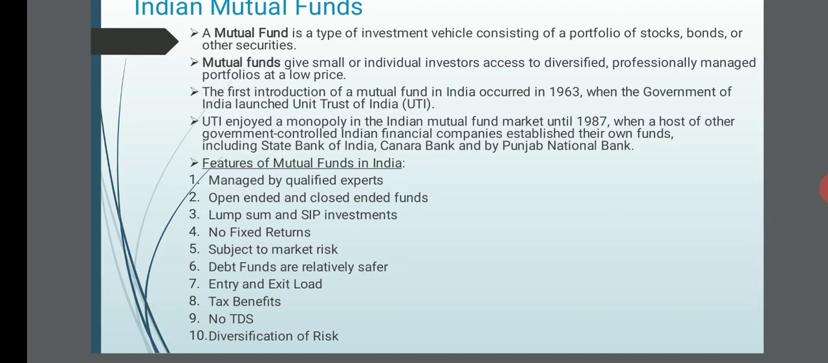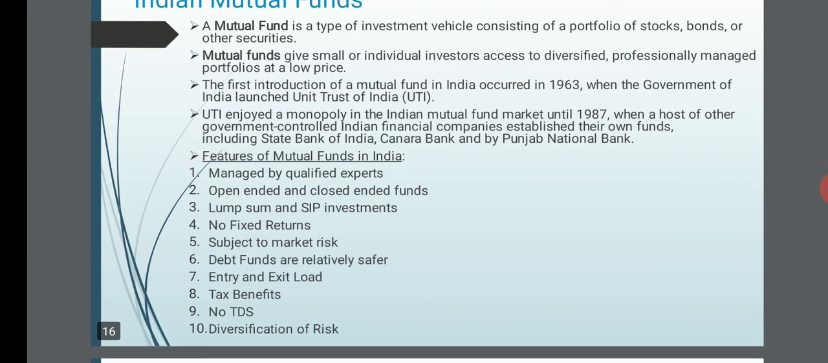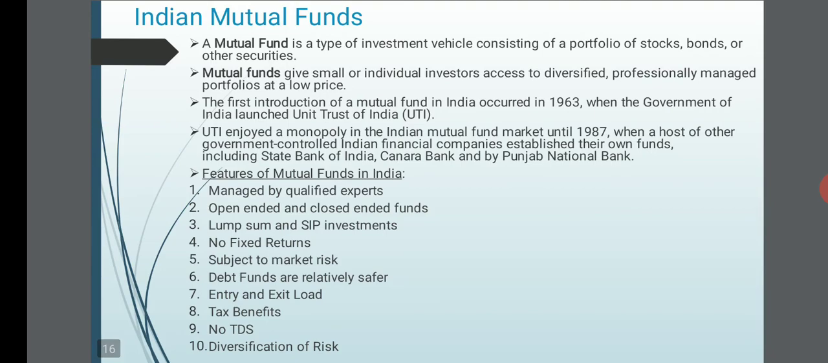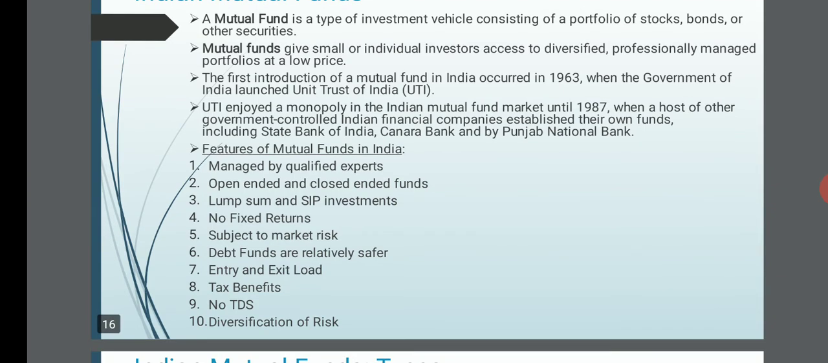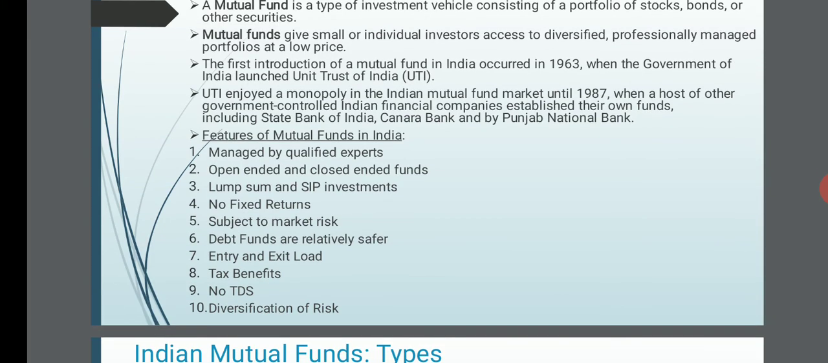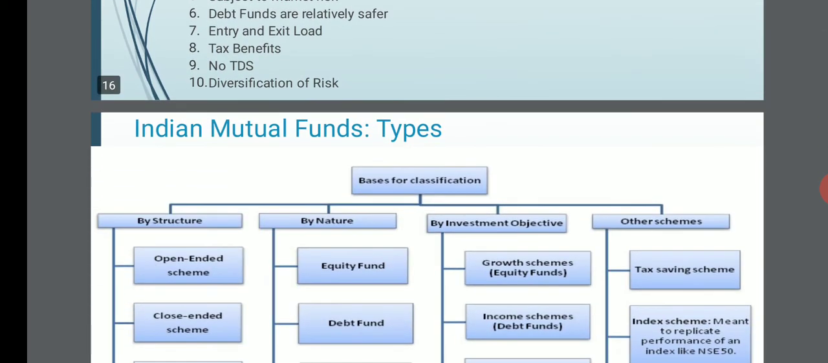Debt funds are relatively safer because in debt fund you are not going for equity, which is more risky and more prone to market fluctuations, but in debt fund you are getting regular interest payment. There's entry and exit load. These are commissions which are paid at any entry in mutual fund or exit in mutual fund. There are tax benefits given by government. No TDS is deductible, and diversification of risk takes place in mutual fund because there's regular revision of portfolio, and portfolio is looked upon by the qualified experts.